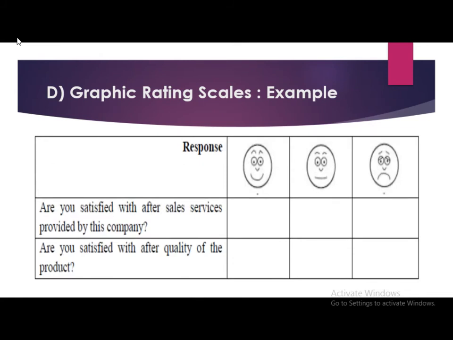Suppose the question is like this: are you satisfied with the after-sale services provided by this company? Then instead of writing extremely satisfied, neutral, or extremely dissatisfied, we can replace that response with these smileys. The first smiley specifies he is happy, the middle one specifies a neutral opinion, and the last smiley specifies that he is not happy with the services. Then the next question, are you satisfied with the quality of the product? Again the respondent has to click on any of the options, whether he is satisfied, neutral, or dissatisfied. So this is about the graphic rating scale.